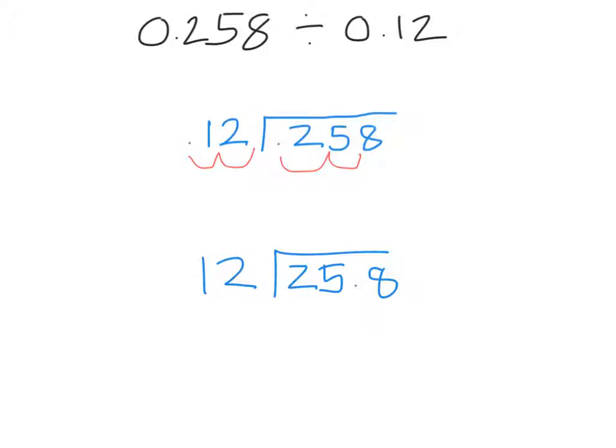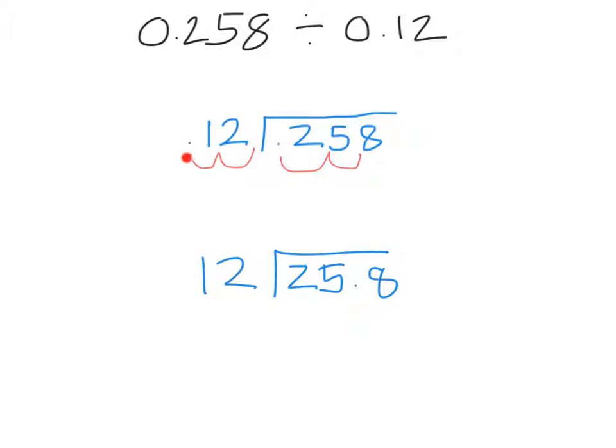For dividing decimals, the first thing is make sure you're careful about the order. We have 0.258 divided by 0.12. That means that 0.12 is our divisor, the number that goes on the outside. We're going to put that into 0.258. The other thing is, whatever your number is on the outside, you have to make sure this is a whole number before you can do long division.